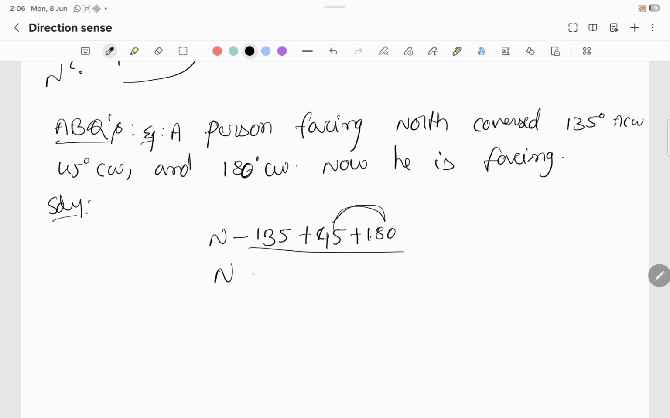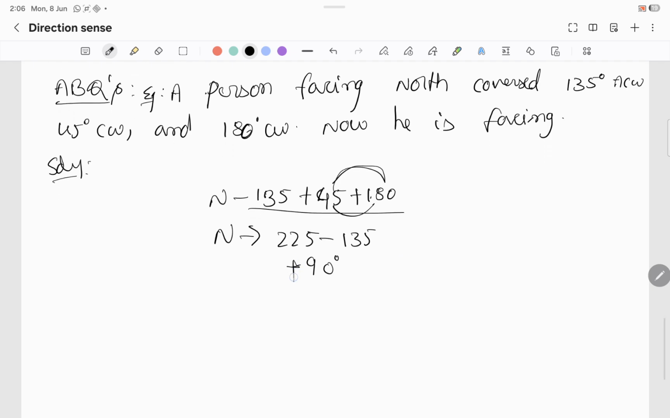So what will we get? North, minus these both, 225 minus 135. What will we get? 0. 12 minus 3, 9. So 90 degrees. We got 90 degrees, so plus 90 degrees from north. That is east.